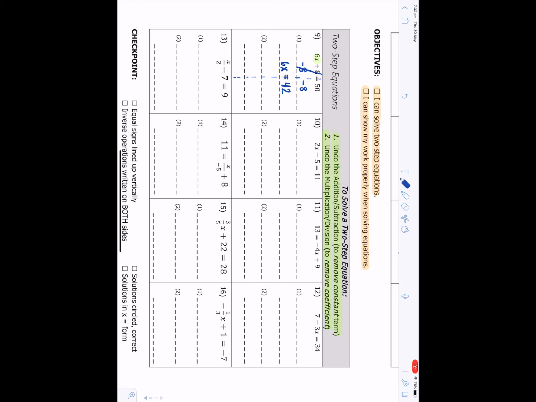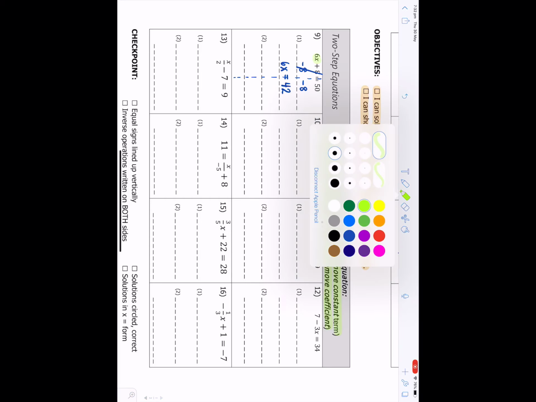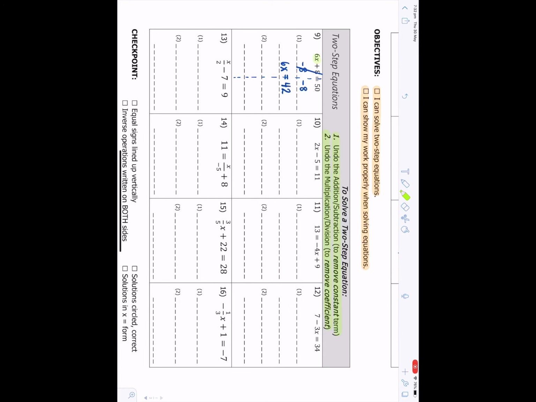Now, I'm not finished because I haven't gotten x completely by itself. To continue, I once again want to see where my value, where my pronumeral is. It's still on the left side of the equation, and there's a 6 also on the left side of the equation that I need to undo. Right now, 6 is being multiplied by x, so I will undo it by dividing by 6 on both sides of the equation. The 6 cancels on the left side, leaving me with x equals 7. Now I know that I'm done because I've completely isolated x.